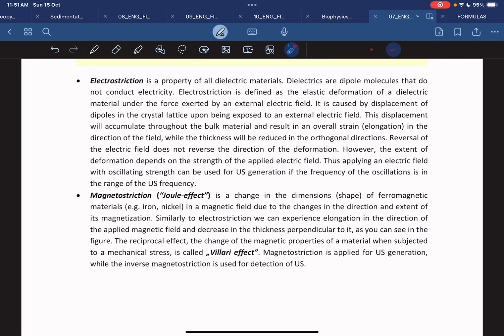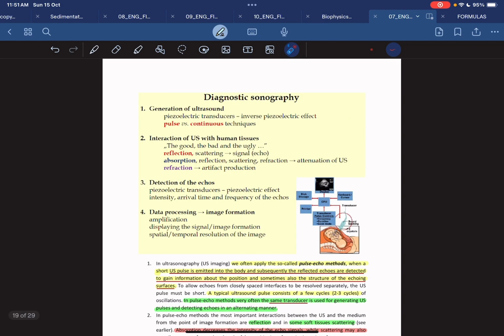It has two names over here. Magnetic restriction is the Joule and also Villary effect, but this is the reciprocal effect. When you detect ultrasounds, that's called the Villary effect. But when you are producing ultrasound, it's called the Joule effect. Remember that, please.